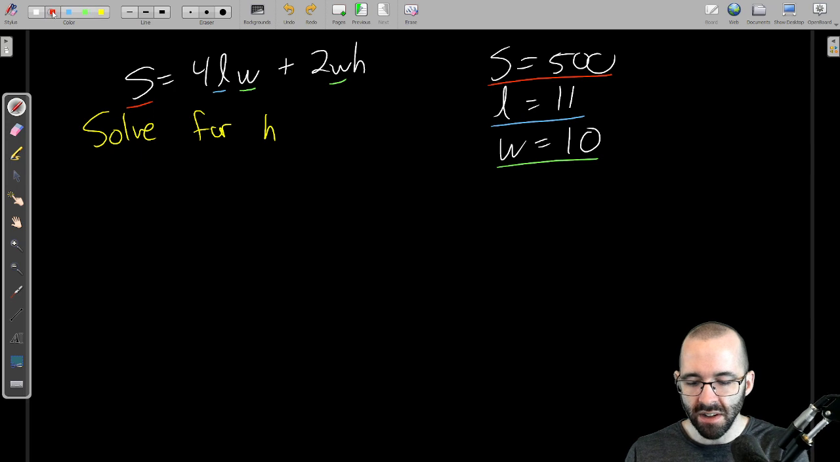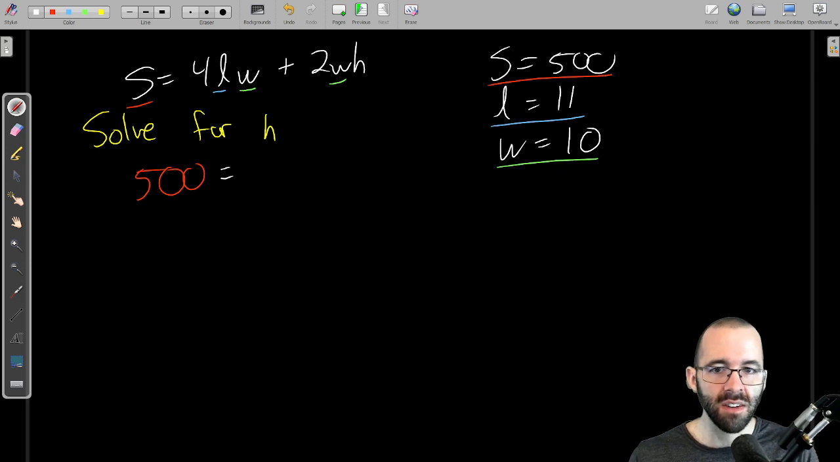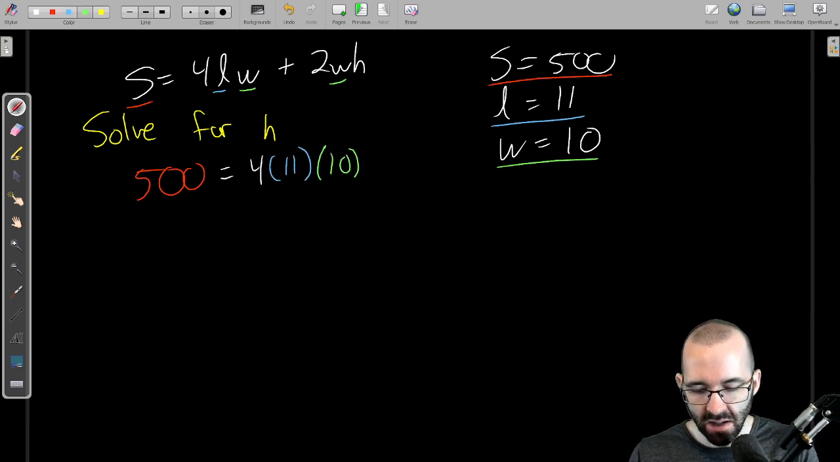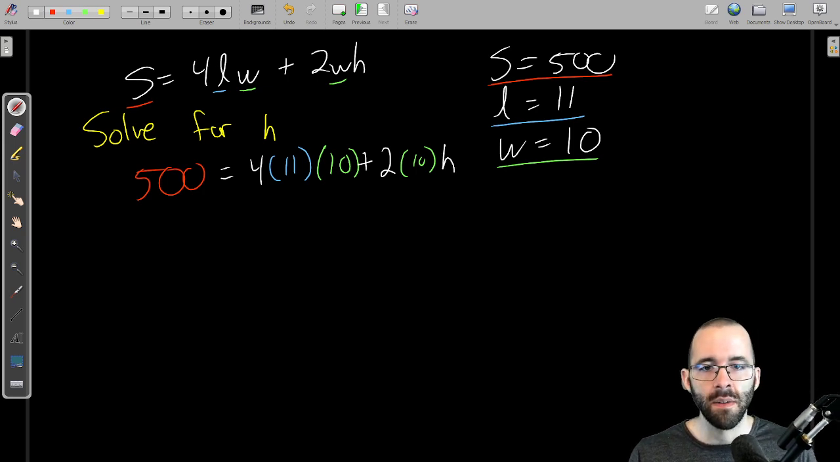S is 500. They're the exact same thing. So we can replace it. If S is 500, replace the S with 500. Plug it in. Times 4 times L, we know L is 11, times W, which we know is 10, plus 2 times the width, which again is still 10, times the height, which we don't know. And now we can simplify this and solve it just like we did in the 95 videos.